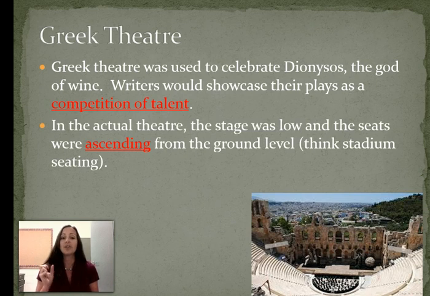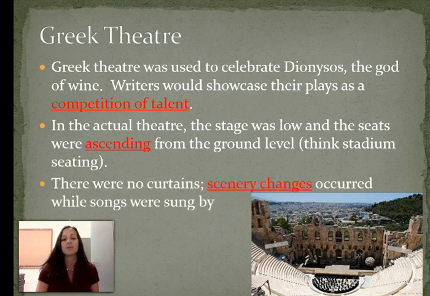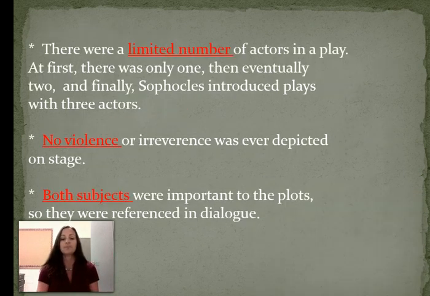Now, in the actual theater, the stage was low and the seats were ascending from the ground level, like in this picture. Think like stadium theaters. There were no curtains, so as the scenes changed, they would sing songs and move the stage components around as needed. There were a limited number of actors in the play.